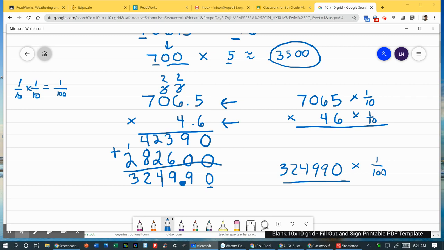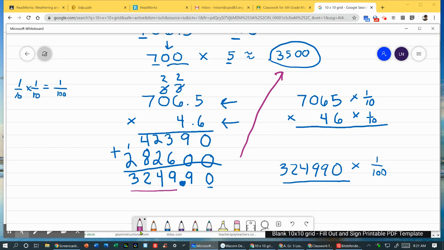Now, there are two checks you can do to make sure that you placed your decimal appropriately. The first check is that you should be able to look at your estimate and you should see that your exact product is in the ballpark of your estimate. So our estimate for this was 3,500. And if you look here, yep, okay, 3,249 and 90 hundredths. That's in the ballpark. That looks good.